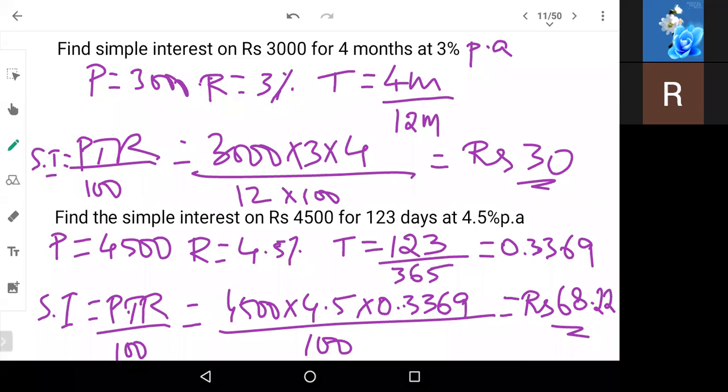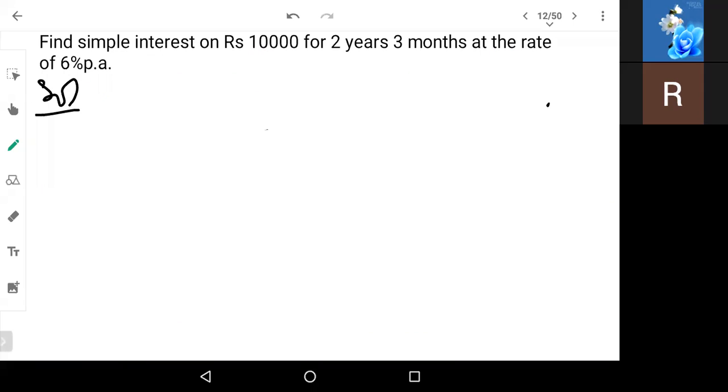Understood? Any doubt still here? Great. Moving on. Find simple interest on rupees 10,000 for 2 years, 3 months at the rate of 6%. Now we solved for years, we solved for months. Now it is a combination of years and months. Let us see how to solve this.